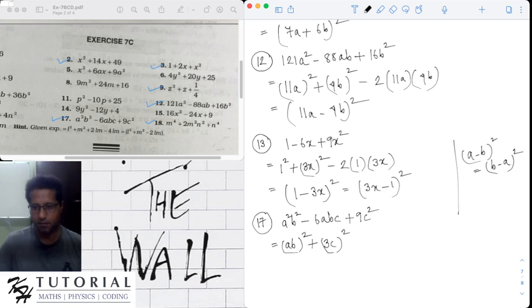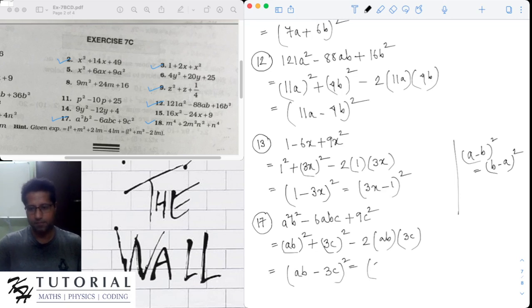Now I see that the remaining term in the polynomial is minus 6abc, so I will try to see if that can be expressed as minus twice ab. So I must have minus 2 into ab multiplied by 3c, and I see its value, 2 into ab into 3c, is 6abc, which is exactly the term in the given polynomial. So I got the form a square plus b square minus twice ab. So this will be a minus b whole square, that is ab minus 3c whole square. We can also write it as 3c minus ab whole square.